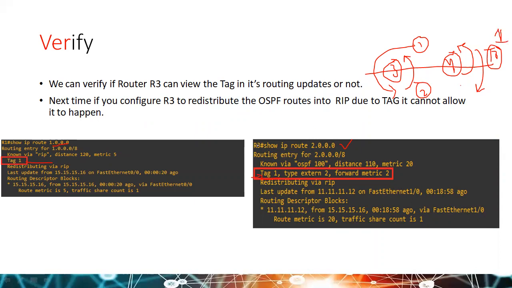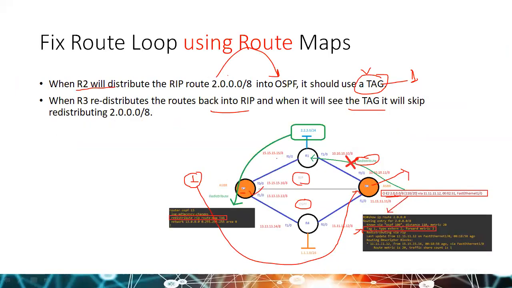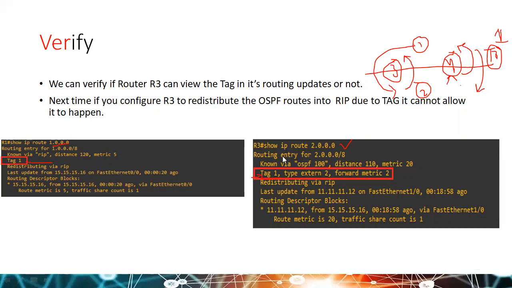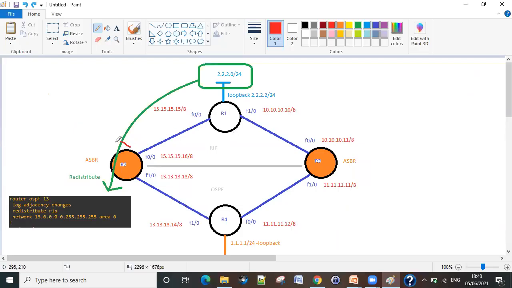So as soon as the router sees that there is a tag value associated with it, it will stop redistributing the network. This is very important when we are working on big topologies. We have to ensure that there is one ASBR redistributing the network, which in our case is this router, R2.